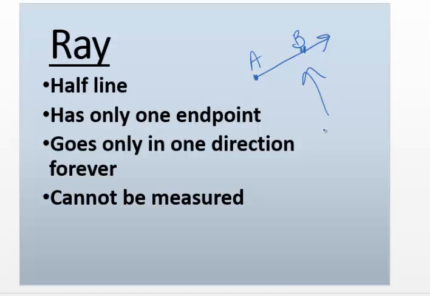This is named ray AB with the arrow pointing over top the B because the direction of the arrow is going in B's direction forever. However, it is not called BA. This is not correct. If I call it BA, my arrow must go in B's direction forever.